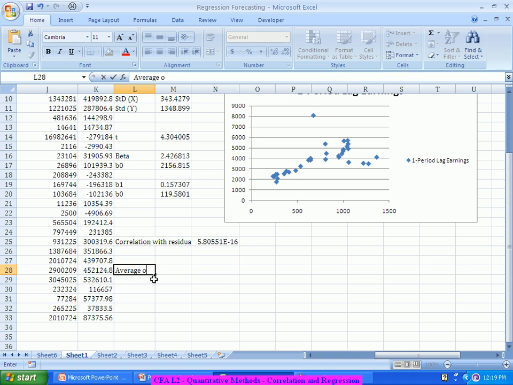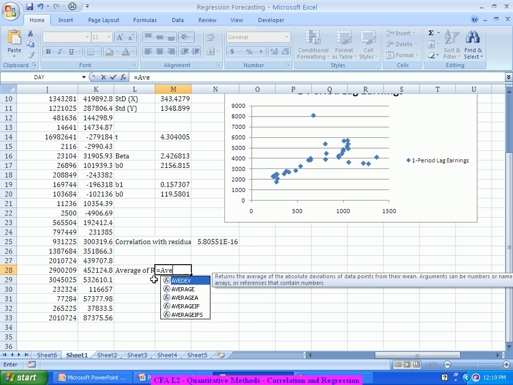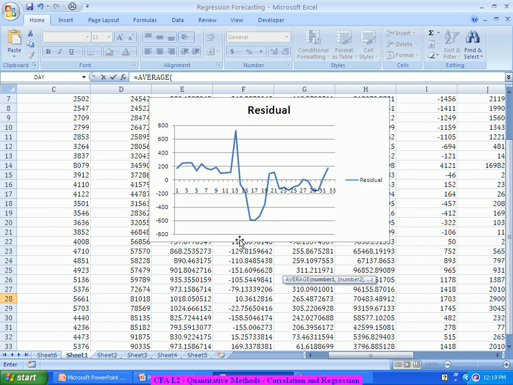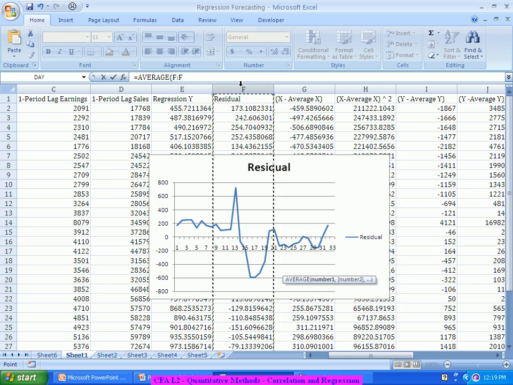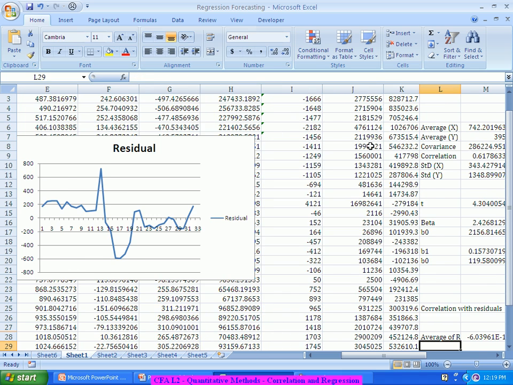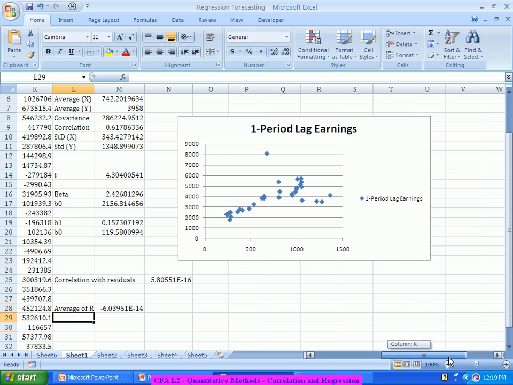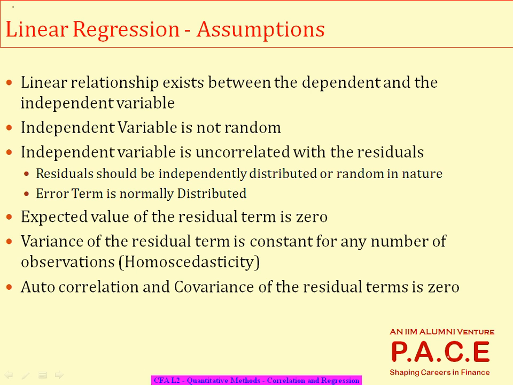Average of residual, it should be very close to 0. The expected value of the residual term should be very close to 0. Again, you see a very small value, 10 to the power of minus 14. So the expected value of the residual is also 0.